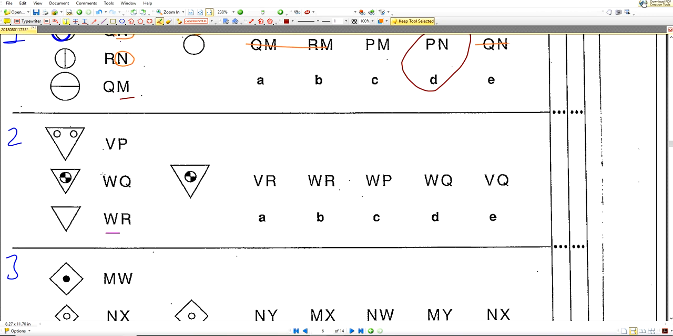Sometimes you don't have it. Let's just say, let's look at this one here. Question number 2. So we have here, let's have a look. We have V, W, W.